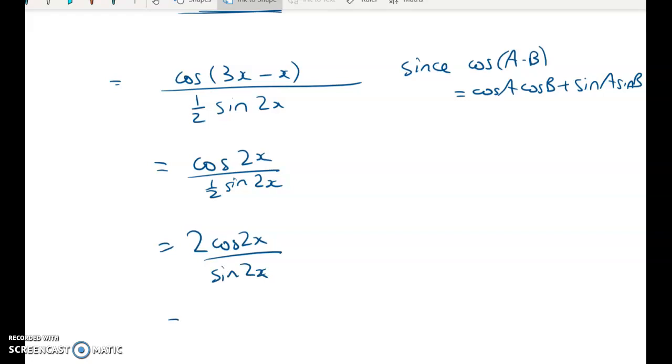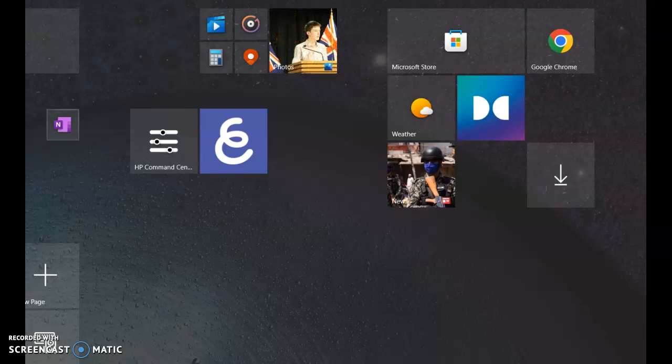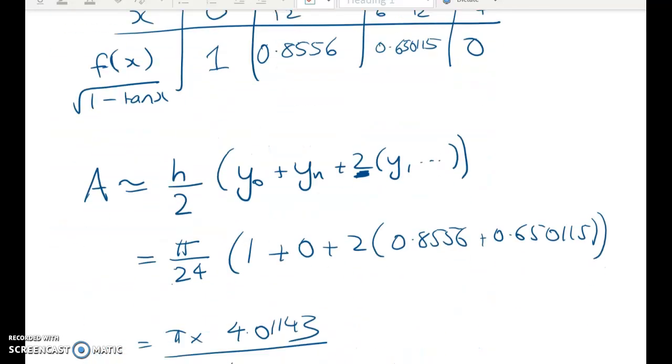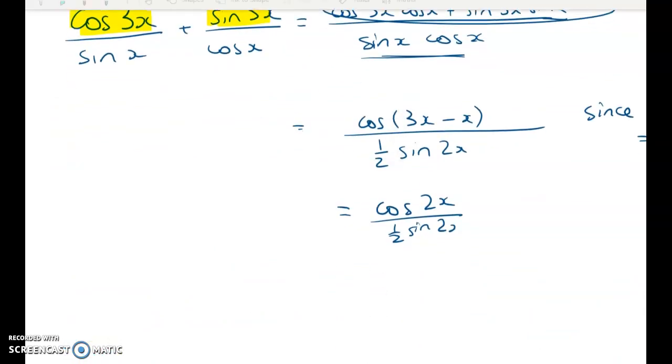which is 2, oh, the stylus has gone weird. Just a sec, I don't know why it's done that, sorry, thanks for keeping watching. Where's it gone? Hopefully it's going to come back. Well, that was very weird. Okay, sorry, that's 30 seconds of your life wasted on waiting for OneNote. Now we've got 2 cot 2x as required.